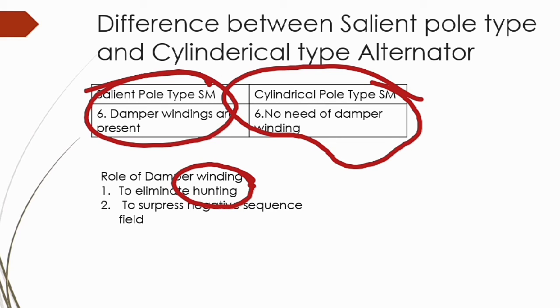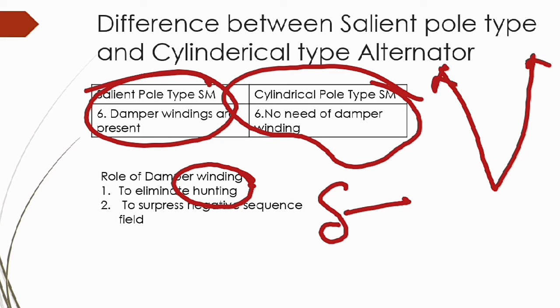If we suddenly change the load, the load angle suddenly changes. The load angle is the angle between the two MMFs, the rotor MMF and the stator MMF. This load angle suddenly changes from delta 1 to delta 2 or something, but it does not stop over there.